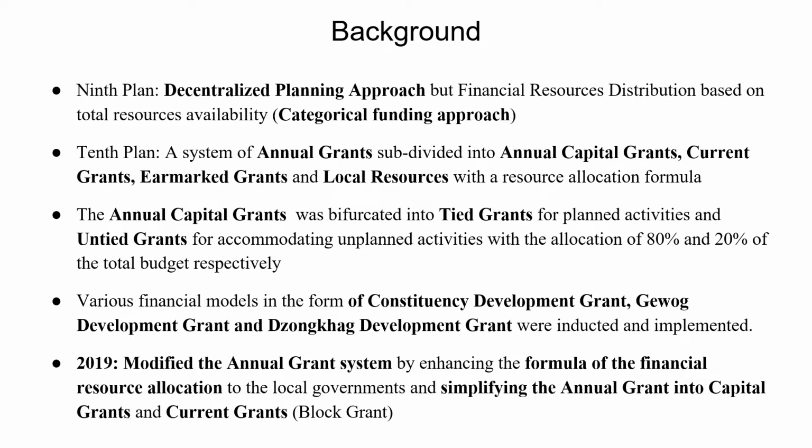In 2019, the Ministry of Finance modified the existing annual grant system by enhancing the formula of the financial resource allocation to the local governments and also simplifying the annual grant into 2 components from the earlier 4. And the 2 components are annual grants and current grants, which is known as a block grant in the current context. It is very interesting to note that while we use the term block grant, none of the government documents use the term block grant and only mention the term annual grant. So it can be concluded that in our context, annual grant is a block grant.